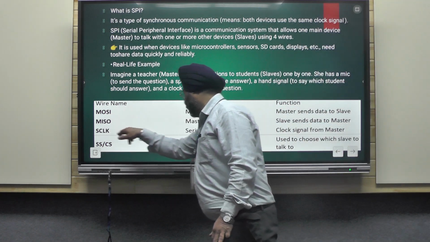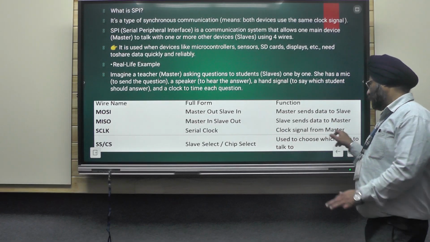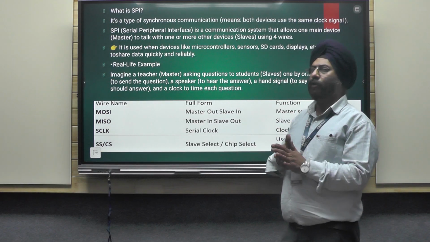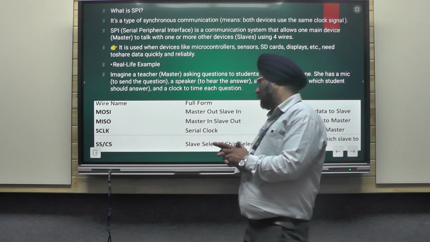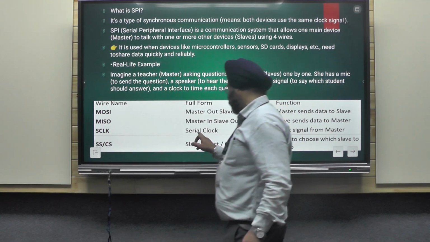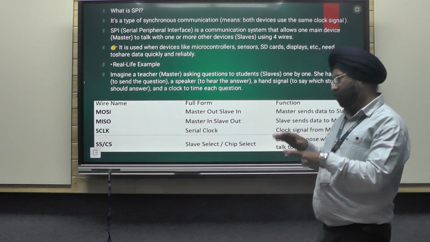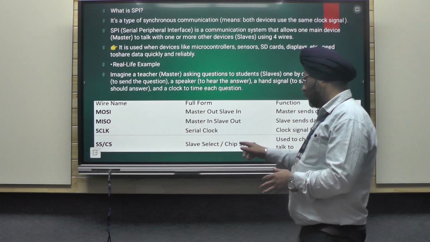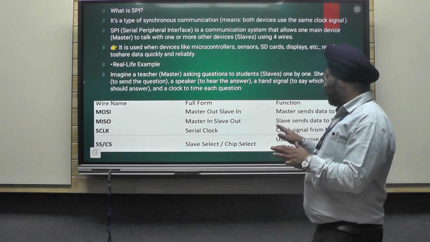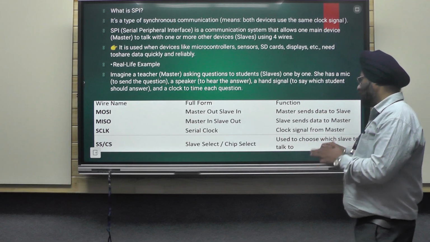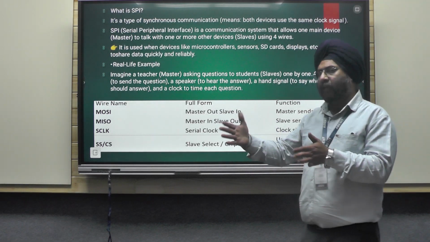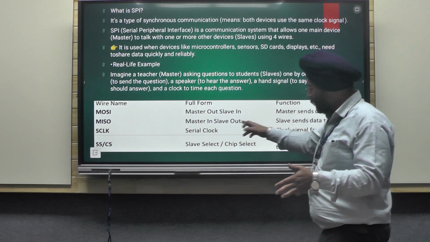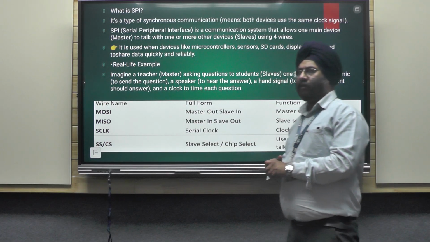SCK is the serial clock signal from the master. Whenever they are going to connect, there is a clock pulse. And this option is the slave select, or chip select, used when two devices want to communicate with each other. It is used to choose which slave to talk to. Which slave talks to which master is decided by the chip select or slave select option.